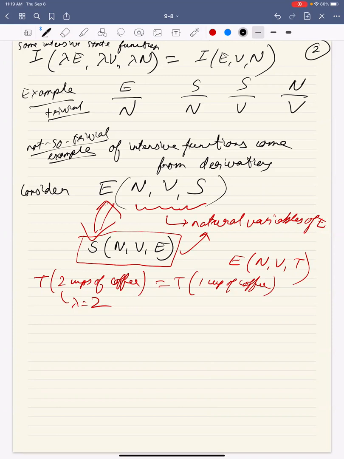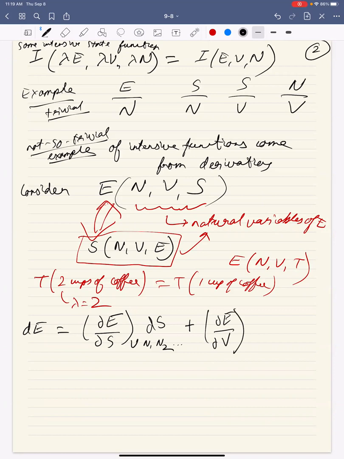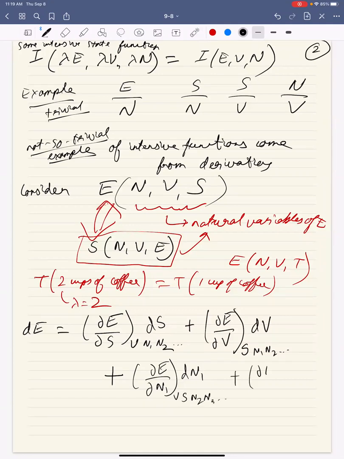So if E is a function of N, V, S, then what can we say about dE? dE is going to be partial E by partial S at constant V and N1, N2, if you have a multiple component system, N1, N2, N3, whatever, multiplied by dS, plus partial E by partial V at constant S, N1, N2, multiplied by dV, plus partial E by partial N1 at constant V, S, N2, N3, multiplied by dN1, plus partial E by partial N2 at constant V, S, N1, N3, multiplied by dN2, and there will be many terms for the number part, corresponding to the species that you have.